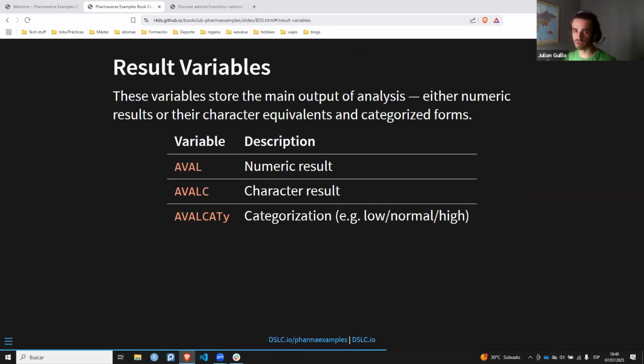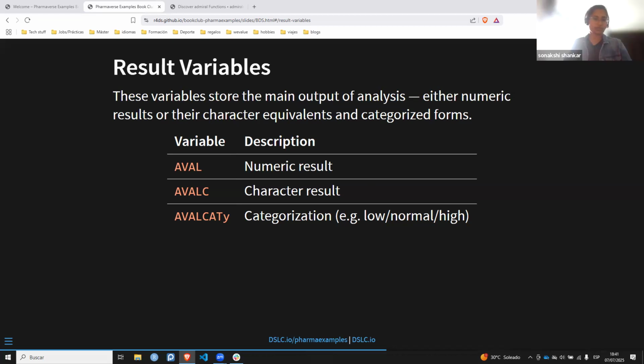We then also have result variables, and what these variables store is the main output of the analysis, either a numeric result or what category of the result we're going through. AVAL is a numeric result, AVALC is a character result, like maybe deceased or improved or whatever. And then we have this one, I actually don't remember what it did. It's just for categorization, like categorical variables.